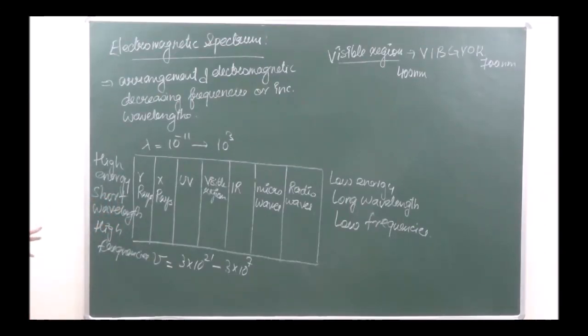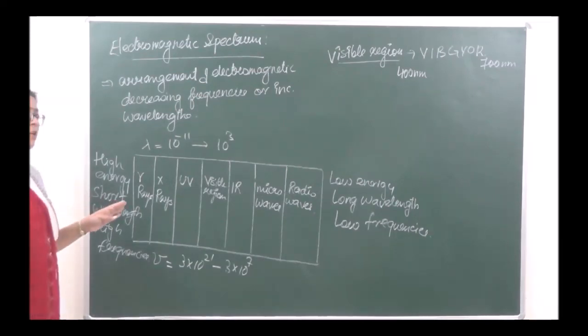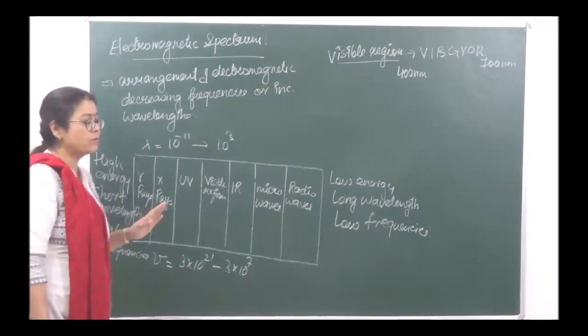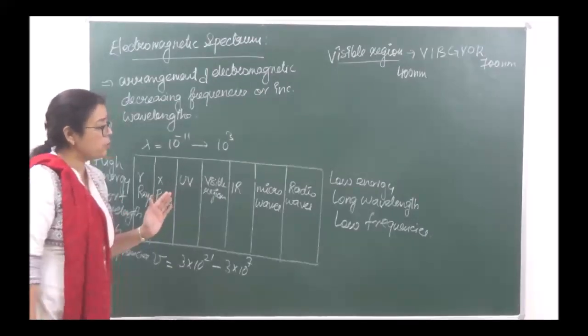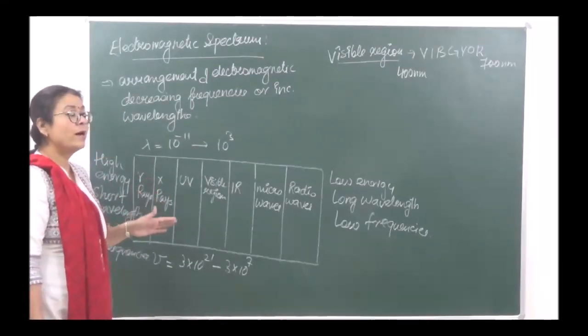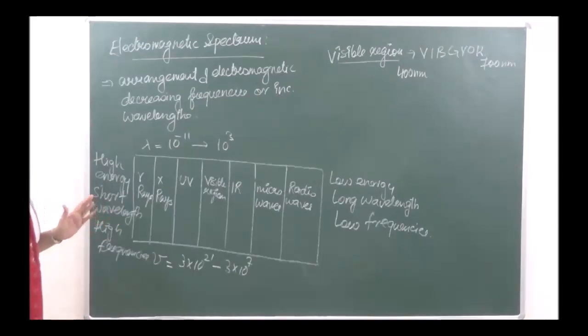The radio waves also have two types. We say one is short radio waves and the other one is long radio waves. The short radio waves are going to have lower energy with respect to long radio waves. Okay, so this is what the electromagnetic spectrum is.